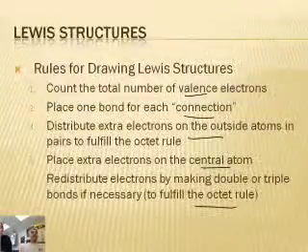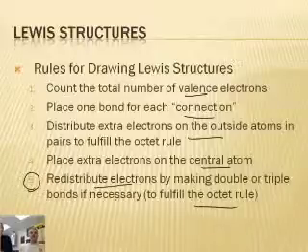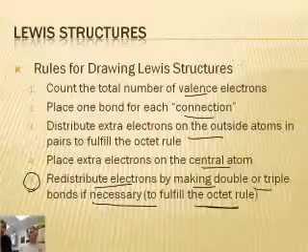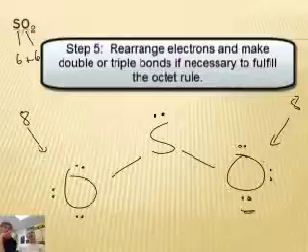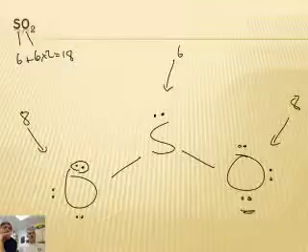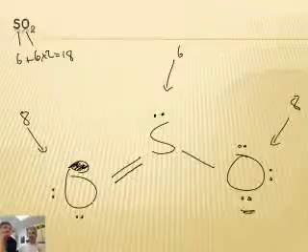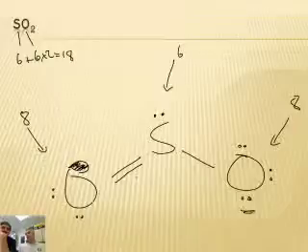Hey, we haven't actually used rule number 5. Redistribute electrons by making double or triple bonds if necessary to fulfill the octet rule. I think this might be necessary. Yeah. So, folks, the way to do this is you take one of the oxygens. It doesn't really matter. Take these 2 electrons, instead of making them an unshared pair, we can erase them and put a double bond here. So we just took those 2 electrons that were not bonded and now they are bonded. So sulfur dioxide has a double bond and a single bond.